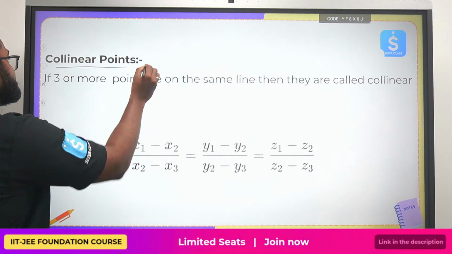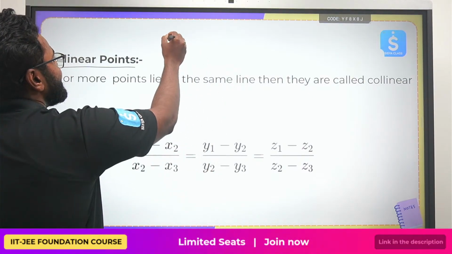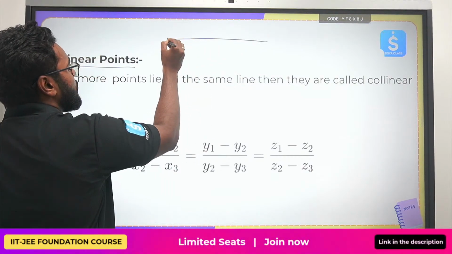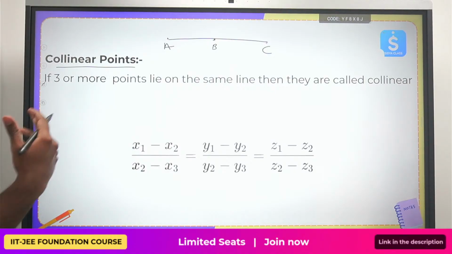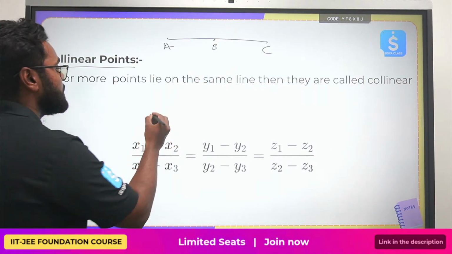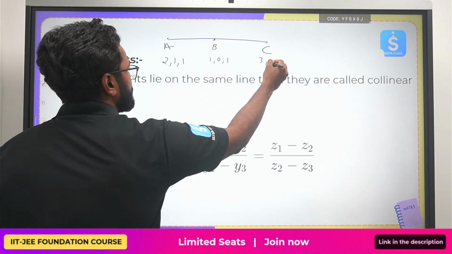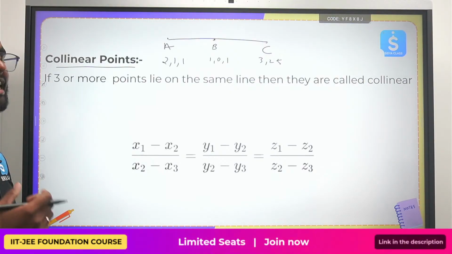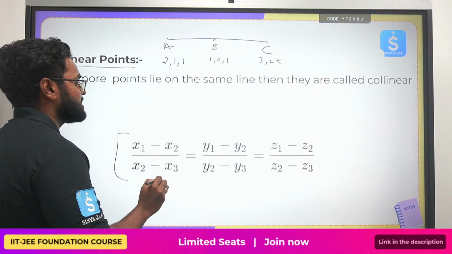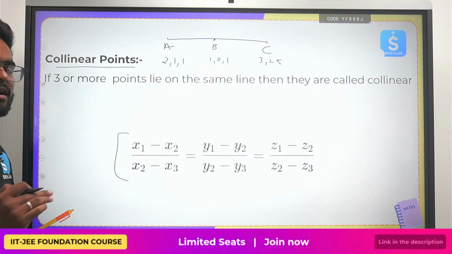Now collinear points. If three or more points lie on the same line, then they are called collinear. Let us take a line. It has 3 points A, B and C. How can you say they are collinear? Because you can see them, right? If they give you 3 points with variable numbers, like 2, 1, 1, 1, 0, 1, 3, 2, 5, and tell you to check if they're collinear or not, we can use this condition: x1 minus x2 by x2 minus x3 is equal to y1 minus y2 by y2 minus y3 is equal to z1 minus z2 by z2 minus z3.